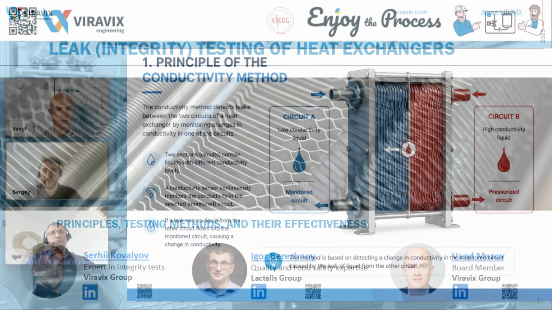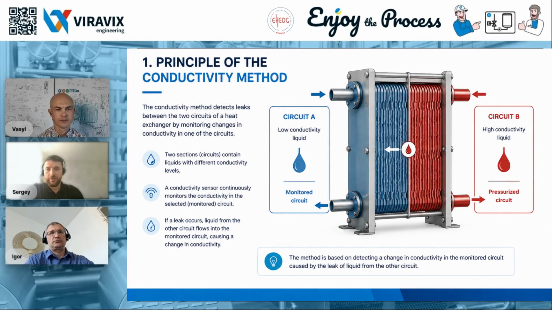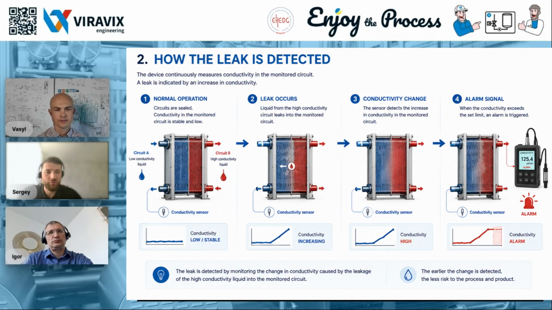The next method is based on measuring the electrical conductivity of the media. The principle is quite simple. The media in the different heat exchanger circuits usually have different conductivity levels. If there's a leak between the circuits, the media start to mix, which causes a change in conductivity. Special sensors detect these changes, indicating possible damage to the plates or seals.